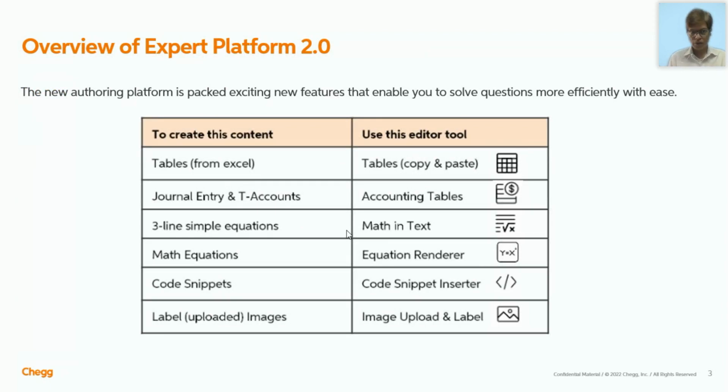Now, the new authoring platform is packed with some features which will enable you to create tables, journal entries and T accounts, 3-line simple equations, math equations, code snippets. It will also help you to label images by using some very simple editor tools, as you can see on the screen.